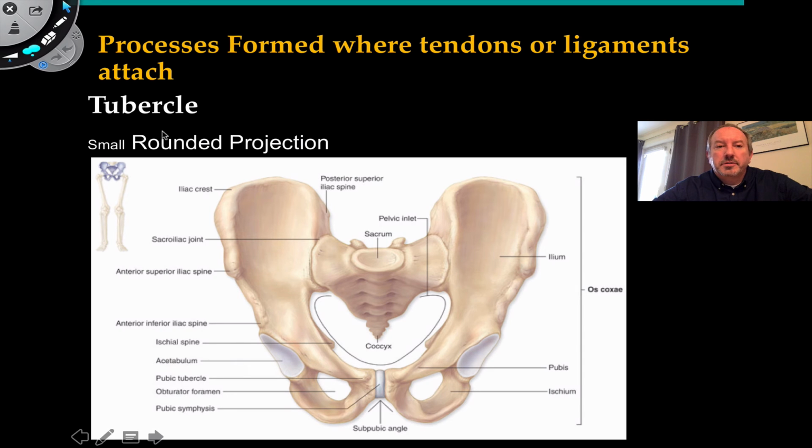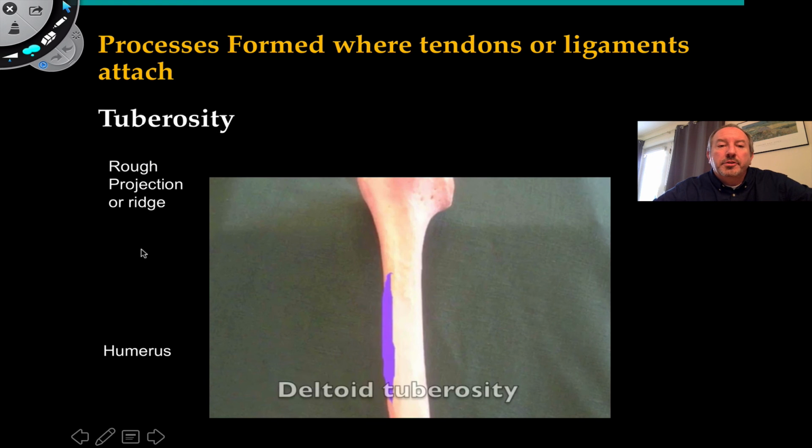Tubercular, we have small rounded projections. An example of that is the pubic tubercle, which is shown right here. It's a projection with a sort of rounded shape right over here in your hip. Tuberosity: the tuberosity shown here is another heightened projection or ridge found in bones. Again, these are all examples of markings of bones.